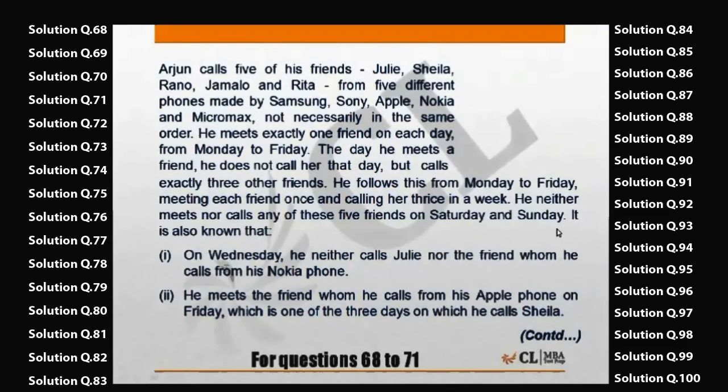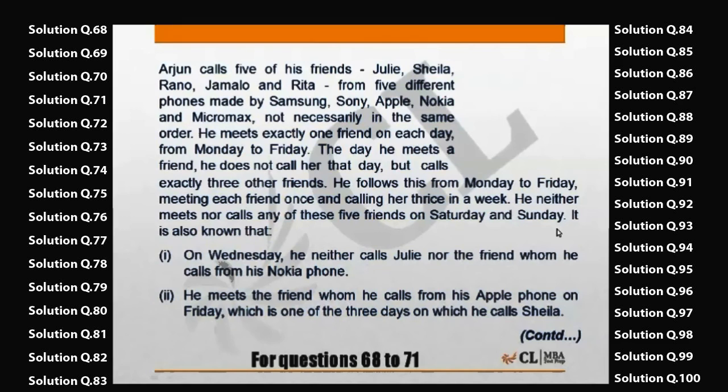This question talks about a guy Arjun who has 5 friends: Julie, Sheila, Rano, Jamalo and Rita. Whom he meets on one of the days from Monday to Friday, one friend on each day. It is also given that he calls 3 friends on each day from Monday to Friday, meets another 4th friend, and does not call or meet the 5th friend.